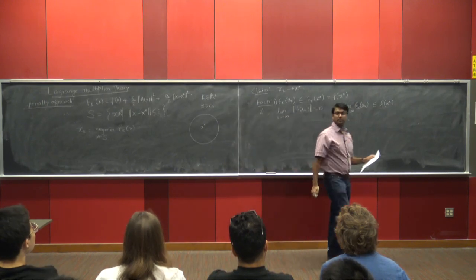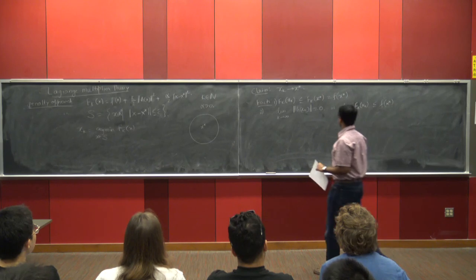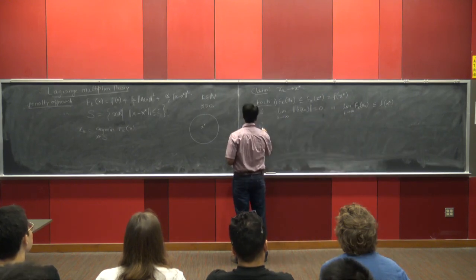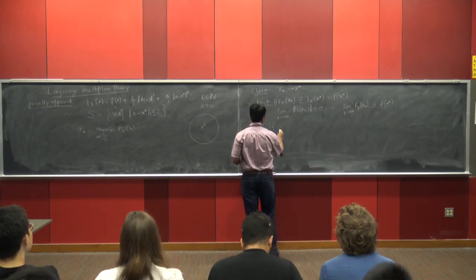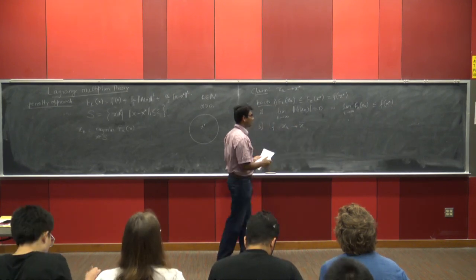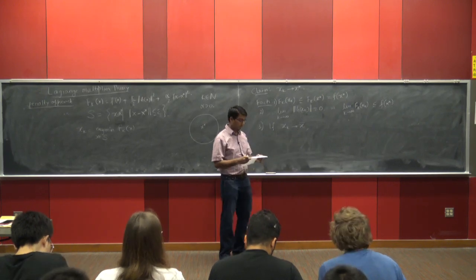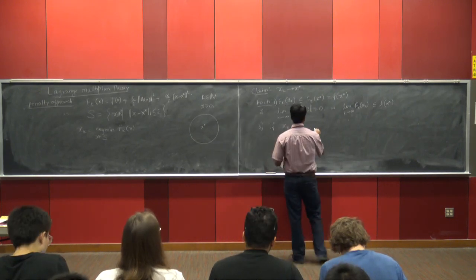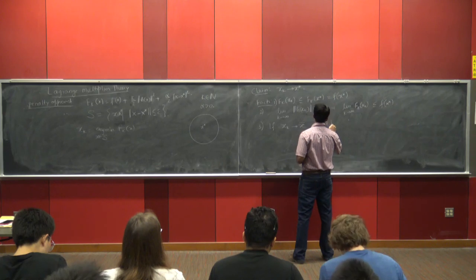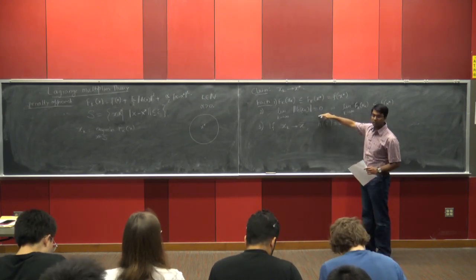Is that clear? Okay. Third thing is, if xk converges to x bar, so let's consider a hypothetical situation where xk is converging to x bar, then we know that h of x bar will be equal to 0, right, from here.